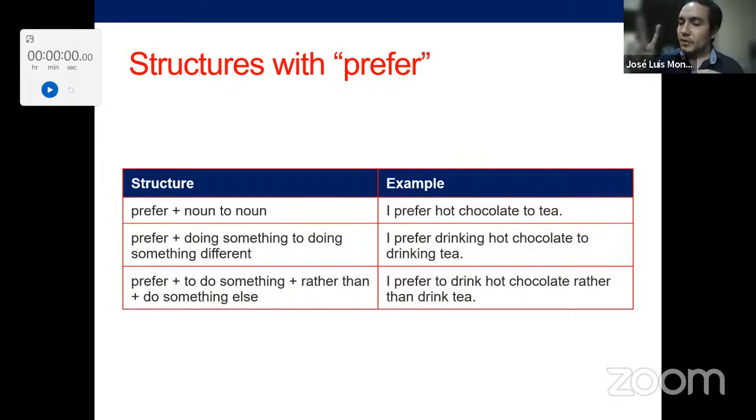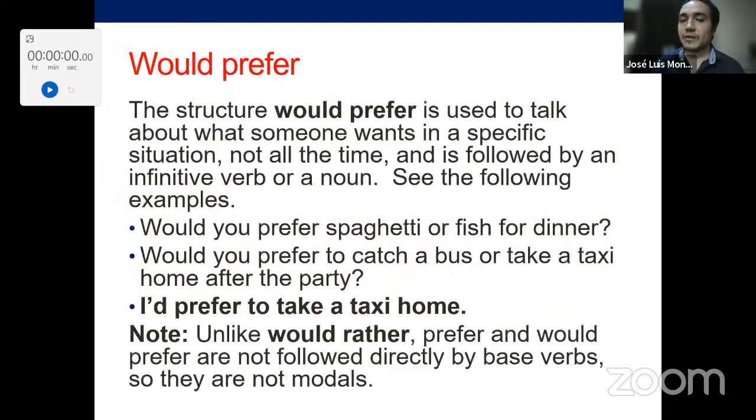Okay, so in the first case, only nouns, right? I prefer this noun to this noun. In the second case, two gerunds, right? I prefer doing this to doing that. In the third case, infinitive, rather than, and base verb. Okay, let's try to have that in mind. We're going to try to apply this in some examples. But this is the way we have to compare things when talking about general preference. Okay, prefer.